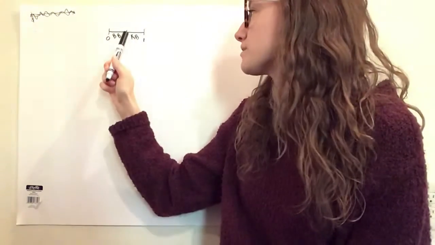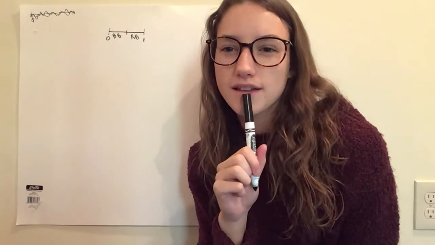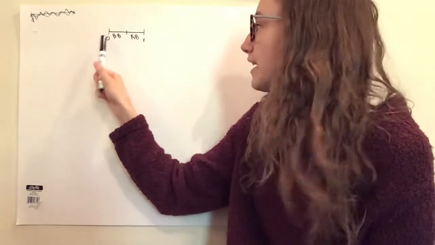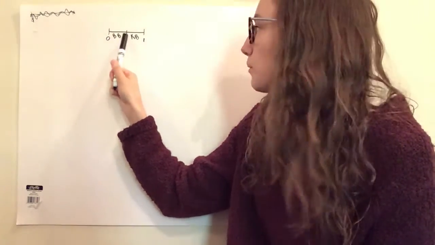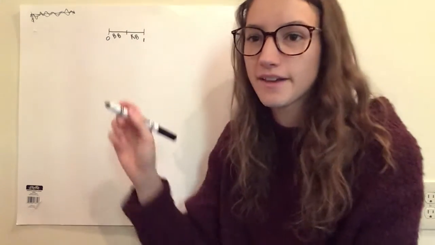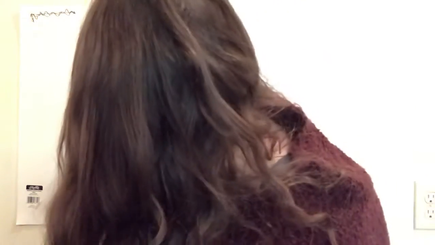So what should we label our little notch? It's halfway in between our hours. This is 1 whole hour, and this is 0 hours. So what could we label that with? What fraction? Okay, so 1/2. Good job.